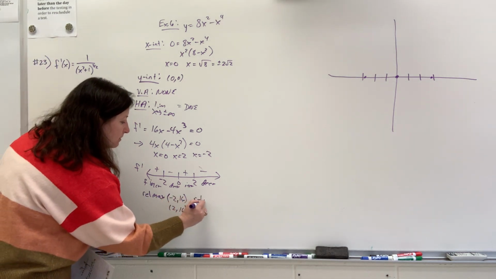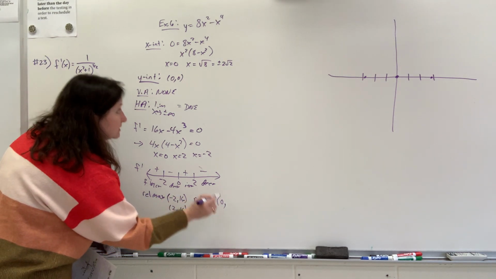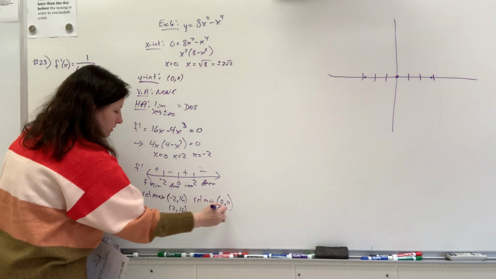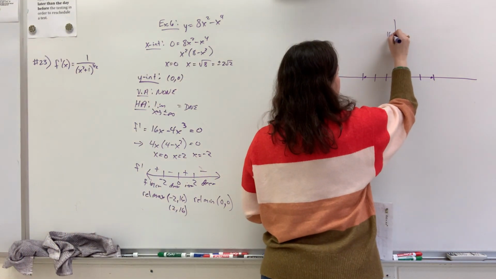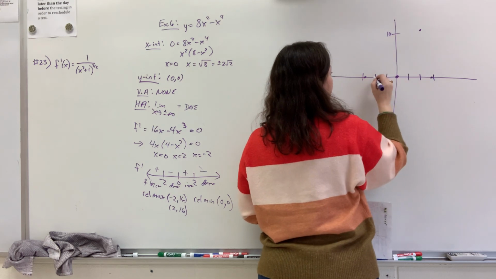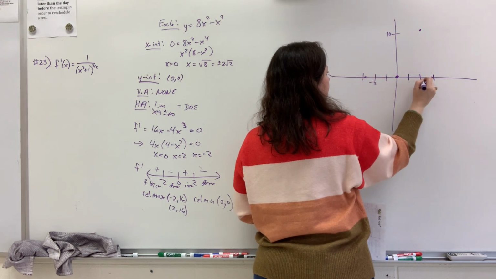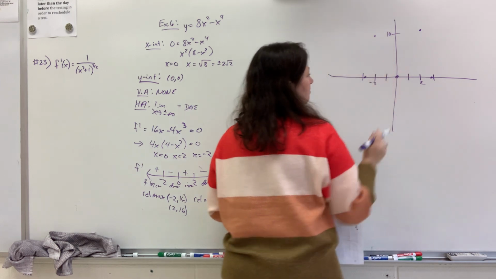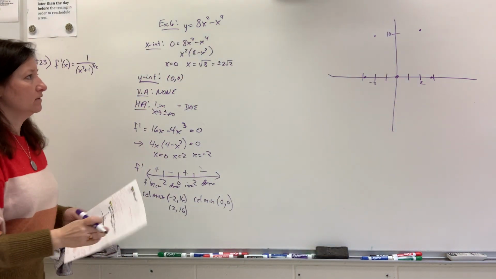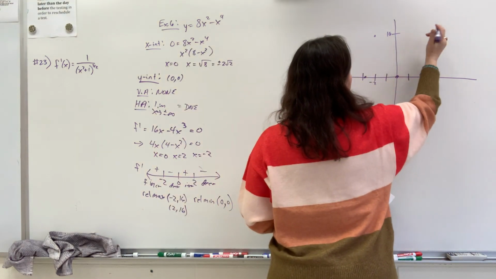My relative minimum, I plug in 0, I get 0. So I have a maximum point at 2, 16. I have another maximum point at negative 2, 16, and then I have a relative minimum point at 0, 0. Didn't even make them even, did I?